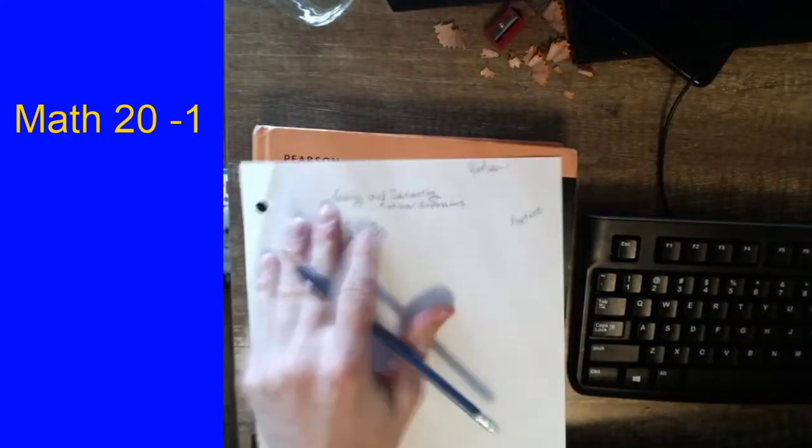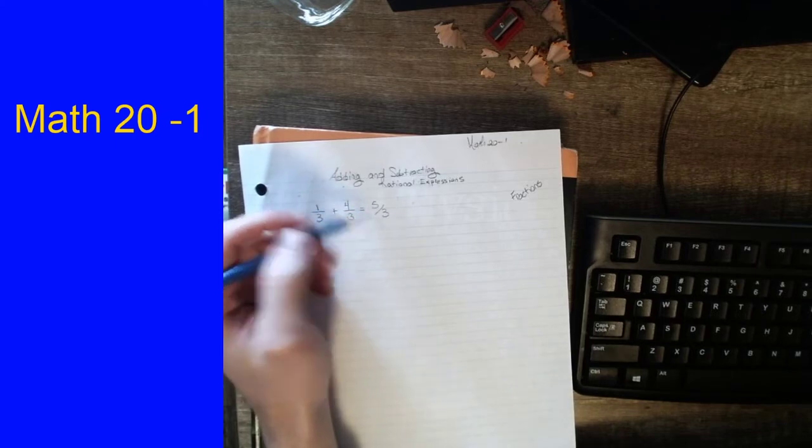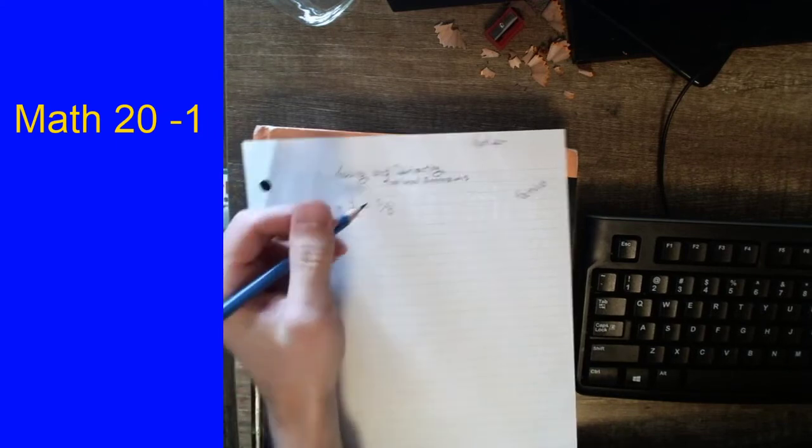Okay. So, 1/3 plus 4/3 would be 5/3. And that's kind of how that works.